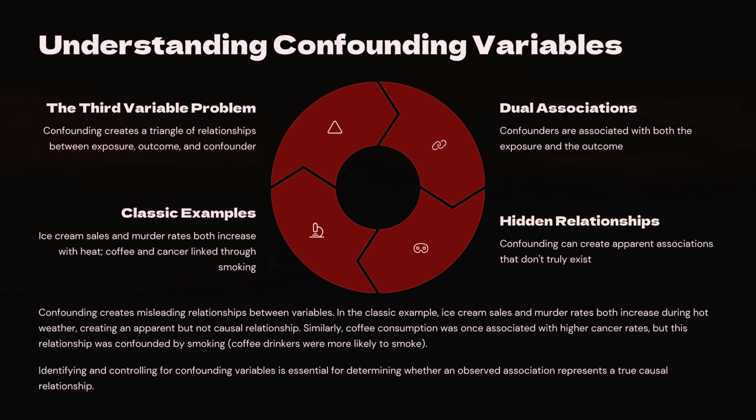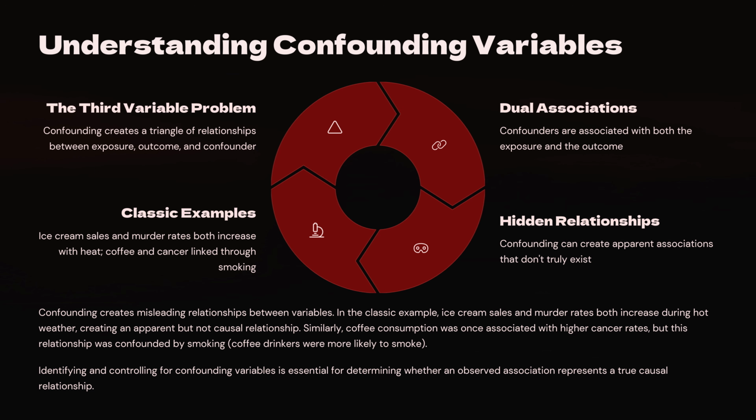And the classic examples here are ice cream sales and murder rates both increasing with heat, and coffee and cancer being linked through smoking. That seems like both bad things, right? But when you look at it, they're not really a causal relationship. It's only apparently a causal relationship because both ice cream sales and murder rates increase during hot weather. So there's something else that's driving that relationship. Similarly, coffee consumption was once associated with higher cancer rates, but this relationship was confounded by smoking because coffee drinkers were more likely to smoke. So that third variable that we didn't account for actually drove a false relationship there.